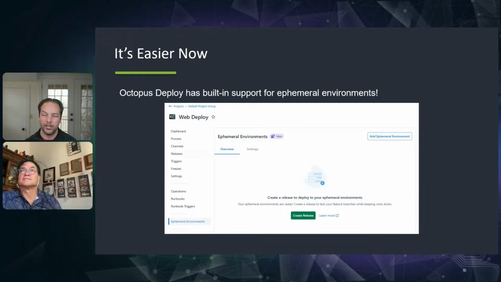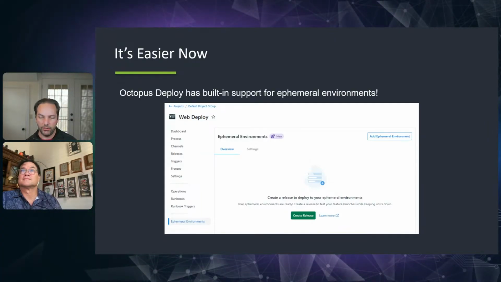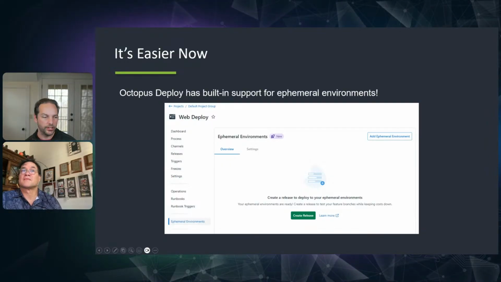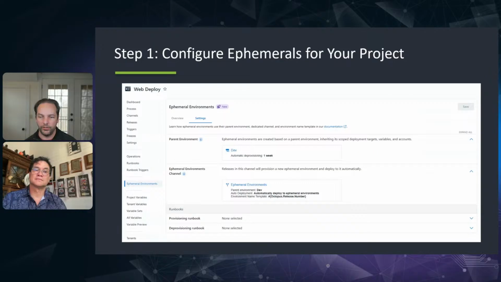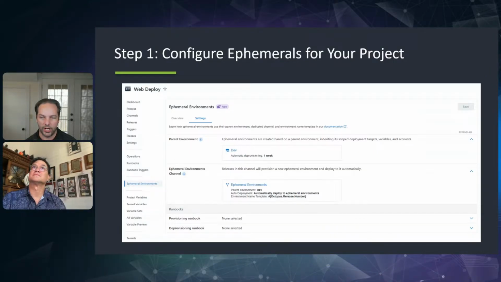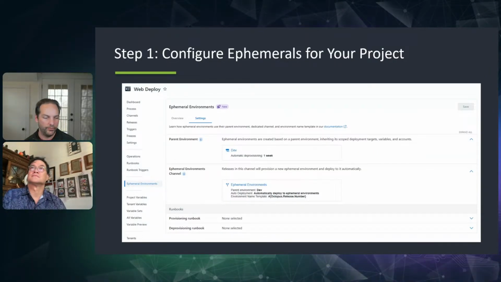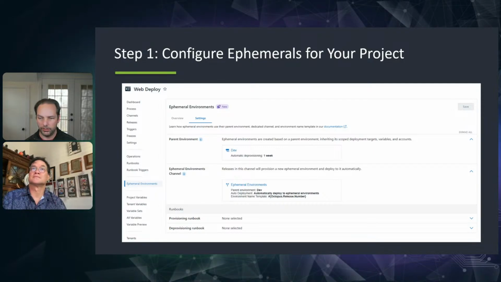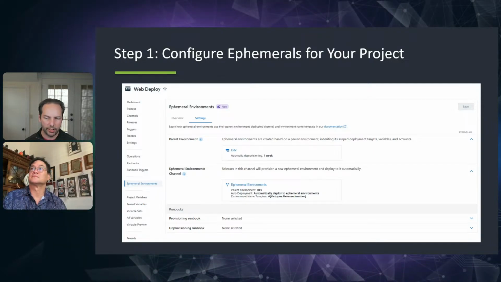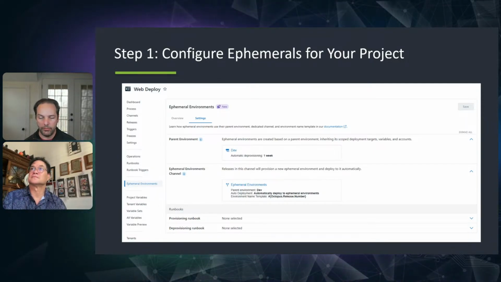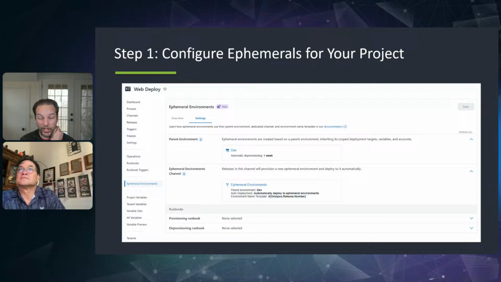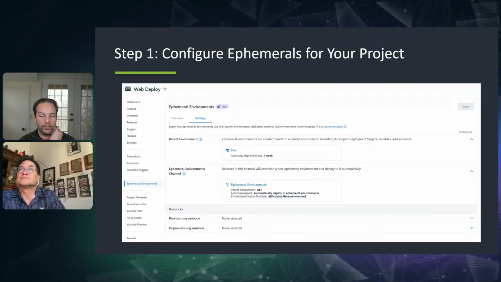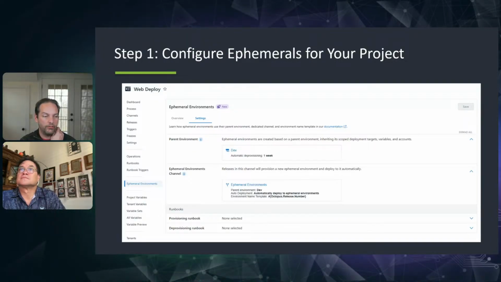Well, it is. If you go into your project now, you'll see it says ephemeral environments, and you can go in and set this up. What this gives you the opportunity to do is, when you define an ephemeral environment, you can say you want to base it on a parent environment. That's probably going to be your development environment, but it's up to you. And it automatically creates a release channel. In this case, I think the default name is ephemeral environments. And so if you kick off a release to ephemeral environments, it's going to deploy that release to an ephemeral environment.